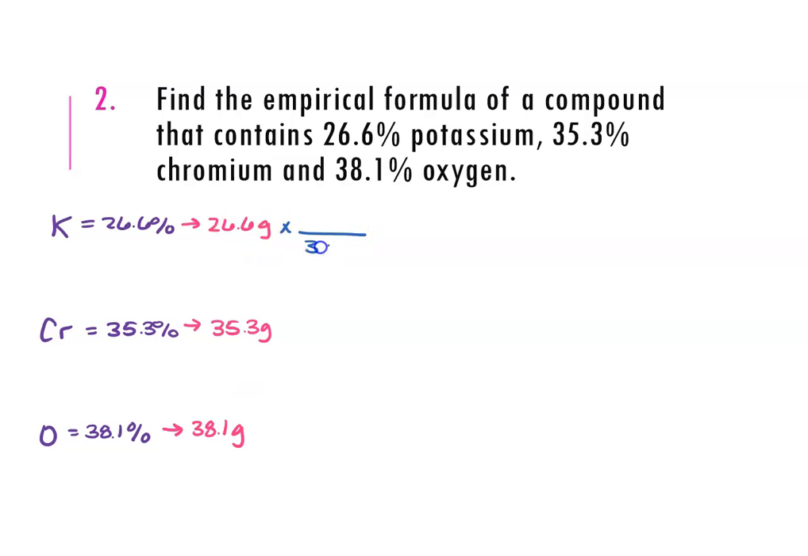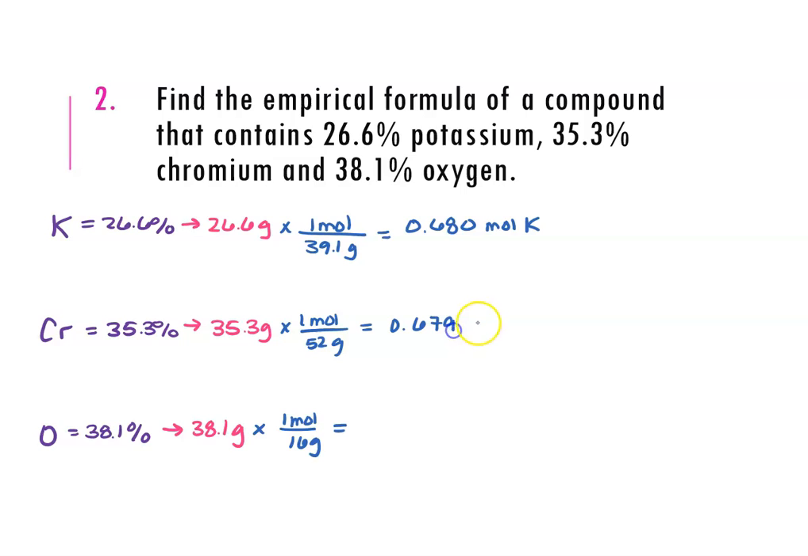All right, so now we're going to go mass to moles. The molar mass of potassium is 39.1 grams. The molar mass of chromium is 52 grams. And the molar mass of oxygen is 16 grams. Now we're going to do this math. We're going to round to at least 3 decimal places. So we have 6.80 moles of K, 0.679 moles of Cr, and 2.381 moles of oxygen.